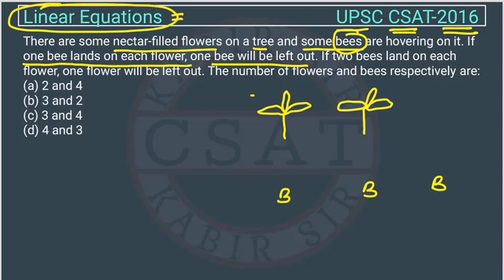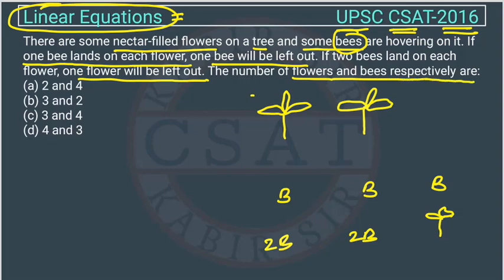If 2 bees land on each flower, if we are allotting 2 bees to each flower, one flower will be left out. So what is remaining? One flower remains unattended. The number of flowers and bees respectively are? So this is a good question and a very confusing question. If you don't understand it, you can solve it very easily through the options.